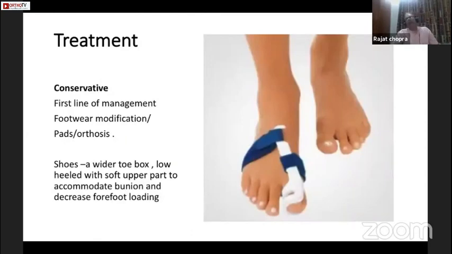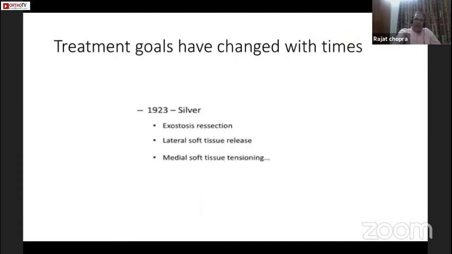Now, coming on to the treatment part. For all examination purposes, it has to start with conservative management first. Surgery is done for failure of conservative management. And the treatment goals have changed over time. When they started operating on hallux valgus, initially they were happy just doing the medial soft tissue release as well as lateral side release with resection of the exostosis, but then the results were poor.